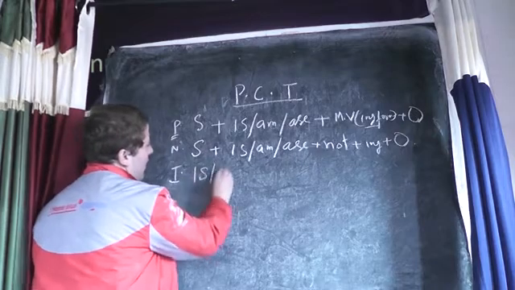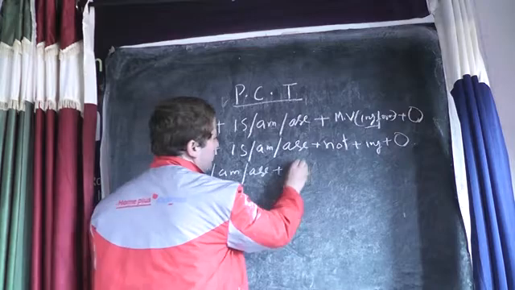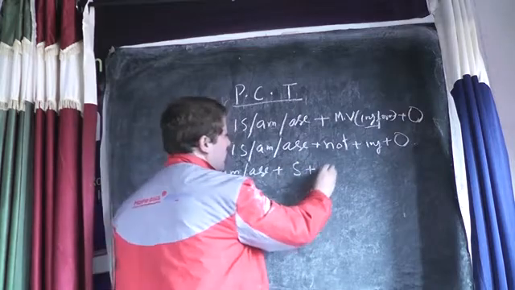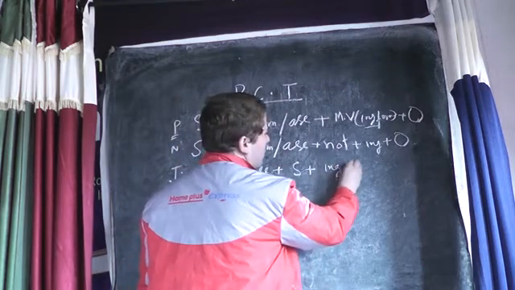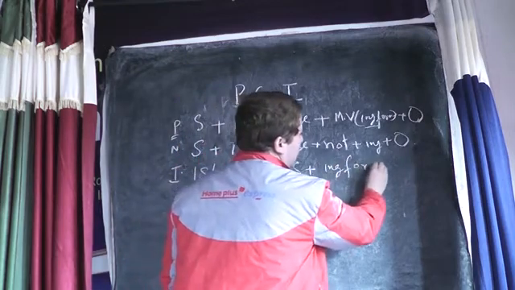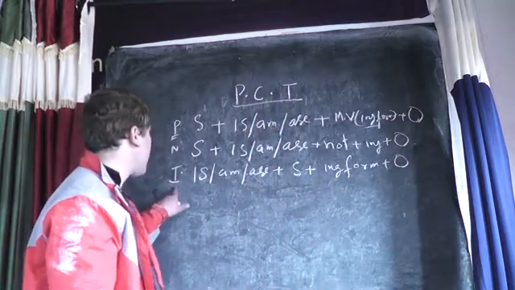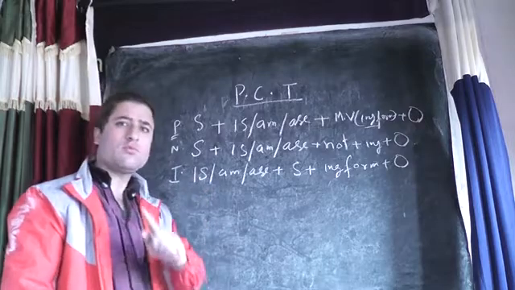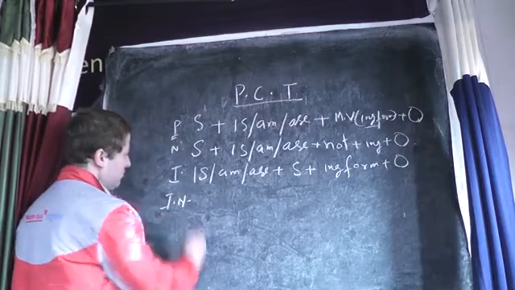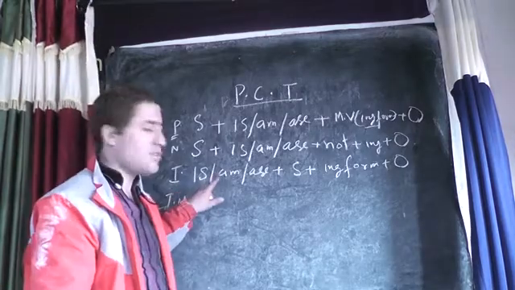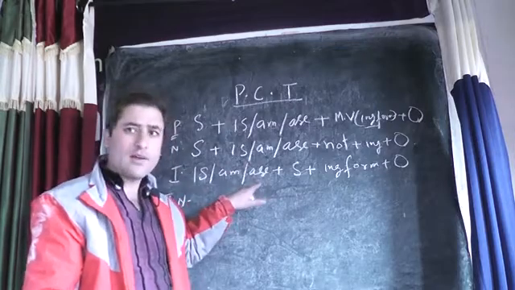Is, am, are, and then subject, and then main verb ing form, then plus object. Now we have the final one, that's interrogative negative. In case of interrogative negative, we'll start from helping verb, and then you can have not and then subject.